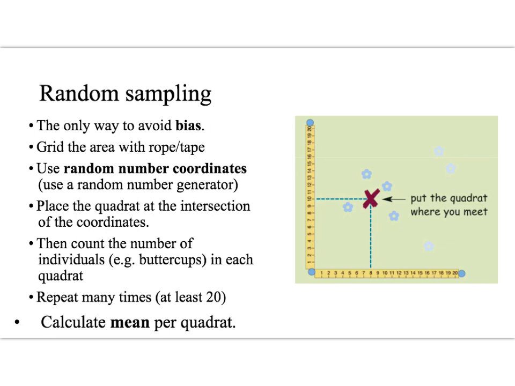The final thing you might want to do after that is then scale it up to estimate the population of the whole area. So you could work out the mean per quadrat and then multiply that by how many quadrats would fit in the area. So if your quadrat was 1 metre squared, that's quite a large quadrat, you can then multiply that by the area in metres squared of the field.